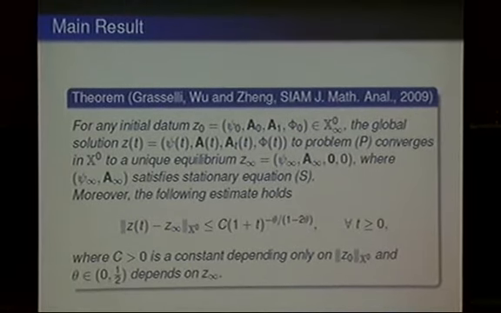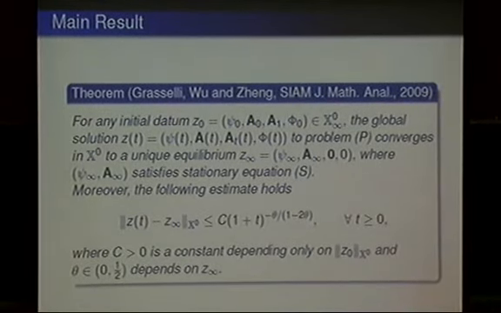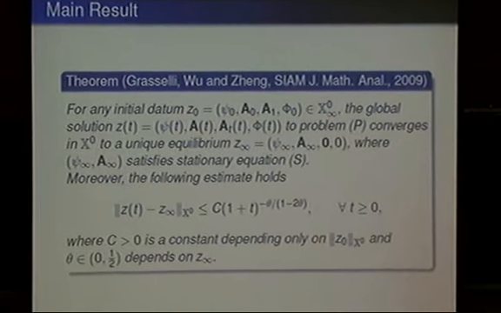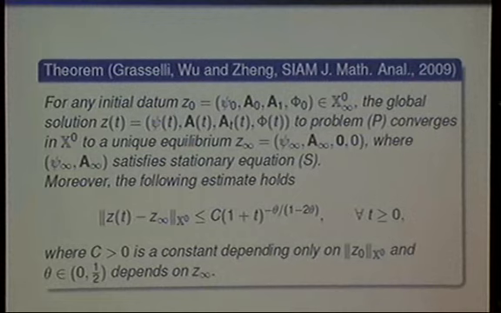Our main result is as follows. We prove that for any initial data belonging to the phase space, the global solution of our system converges in the phase space to a unique equilibrium, where psi infinity and A infinity are the solution of the stationary equation. Moreover, we can provide a convergence rate in the phase space norm, and the convergence rate depends only on this exponent theta, a positive constant between 0 and 1/2, which depends only on the steady state.